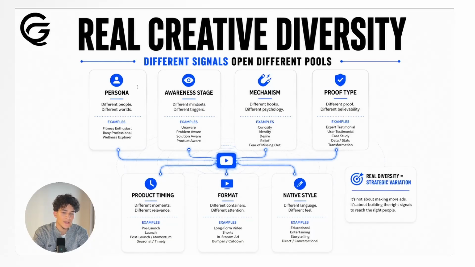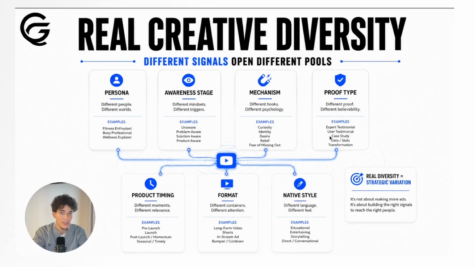And so one thing I want to make very clear is how to get real creative diversity. This diversity means the account is fed different buyer signals, and this can be done by testing different personas, right? Targeting who the ad is actually for, making clear before you set up your ad, okay, this ad is for exactly fitness enthusiasts, busy professionals. Then you can also change the awareness stages. So maybe testing unaware instead of solution aware, going from problem aware to solution aware. One thing is also testing different mechanisms to get people to buy your product and different reasons why people buy your product, and combining that with different proof.